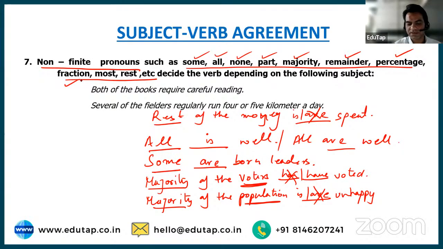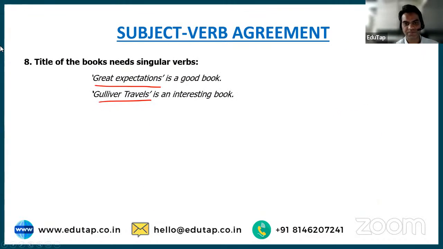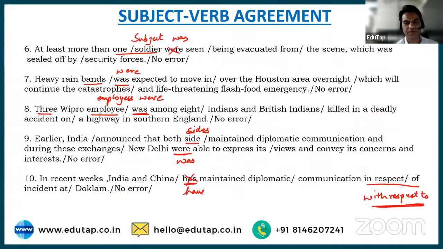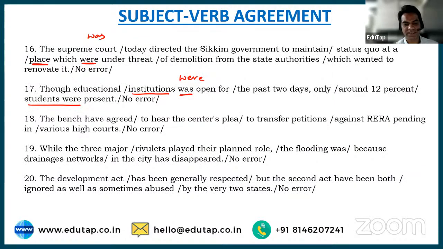ये बताया था मैंने. One third of the population is, लेकिन one third of the citizens are. So आगे वाले noun पे depend करता है कि verb क्या आने वाली है. 12% जब students हैं तो students पे depend करेगा. अगर 12% area होता तो 12% area was होता. लेकिन students हैं तो क्या आएगा? Were. So this is absolutely correct.